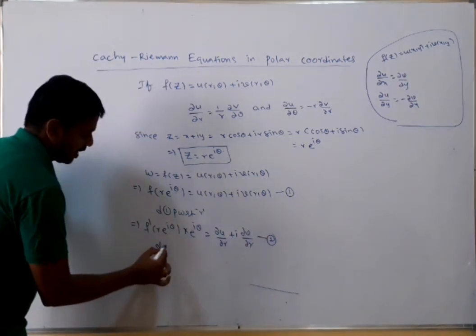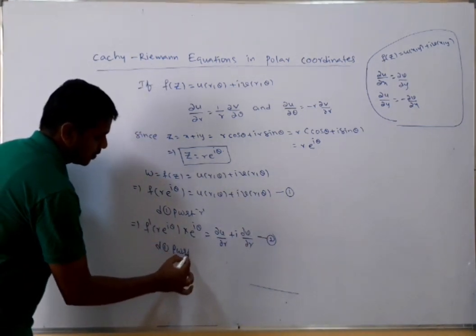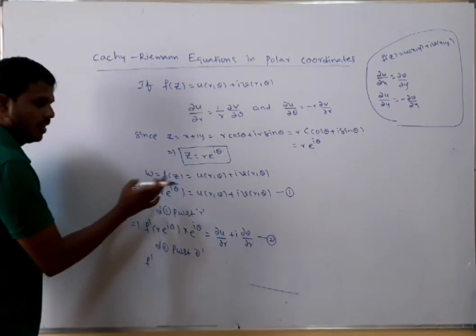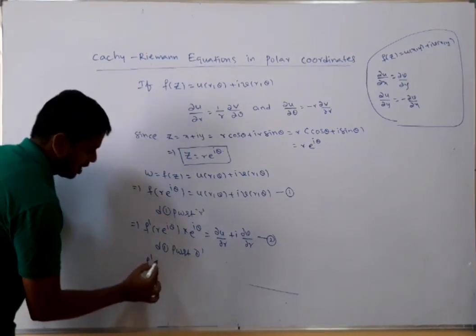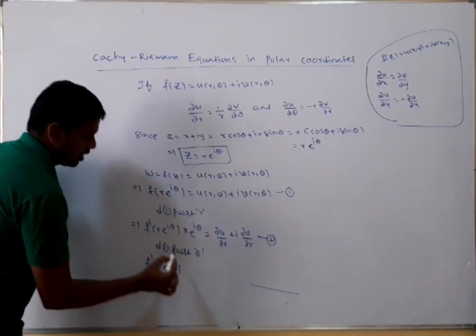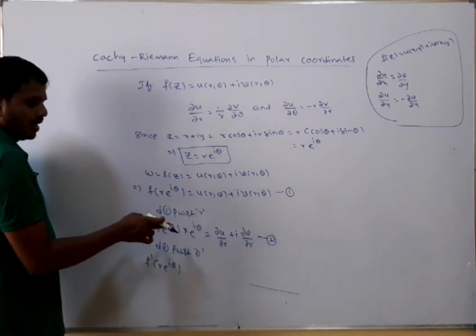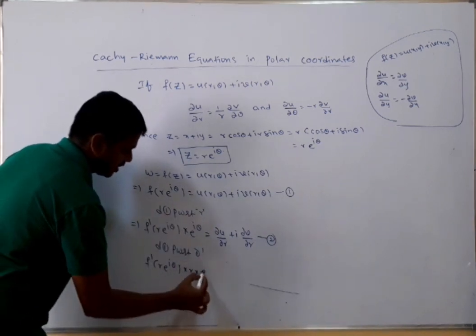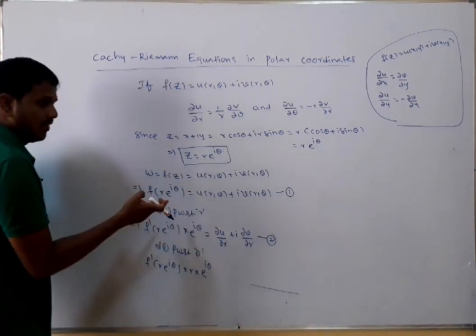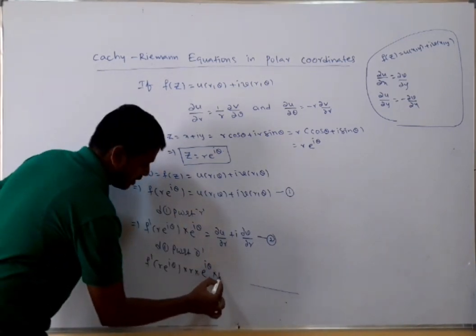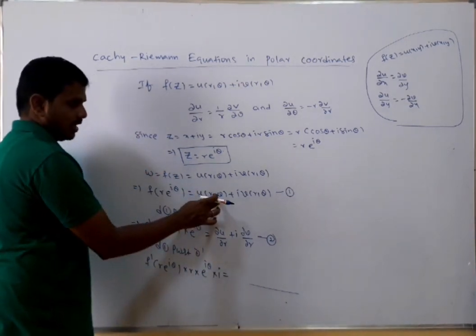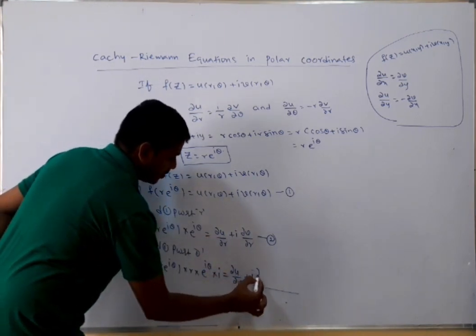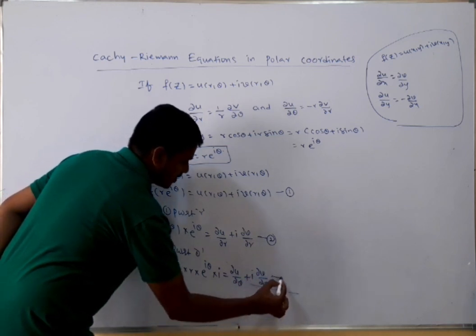Now differentiating 1 again partially with respect to θ. Here the derivative of f(r e^(iθ)) is f dash of r e^(iθ), differentiating partially with respect to θ, keeping r as constant. So into r into the derivative of e^(iθ), which is e^(iθ) into i, is equal to the derivative of u(r,θ) with respect to θ, ∂u/∂θ, plus i into ∂v/∂θ. Say this is equation number 3.